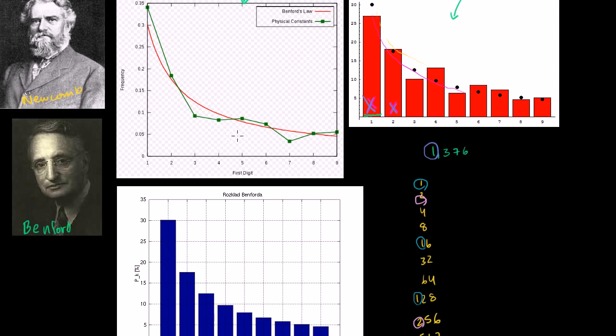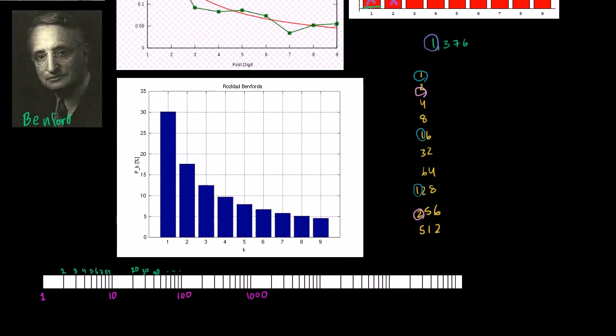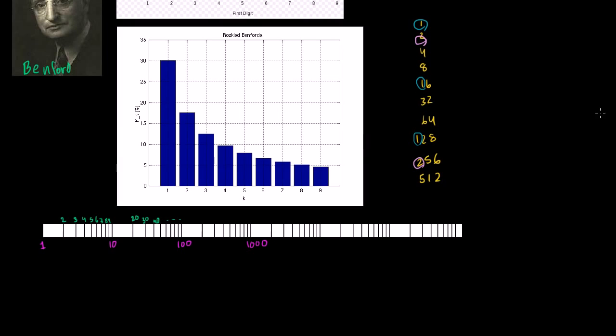Or if you took physical constants of the universe, they're most likely to have 1 as their most significant digit. I wish we had more graphs, because graphs are fun. Yes. But if you look at information from the stock market or anything. Yes. And it seemed to all follow this curve.